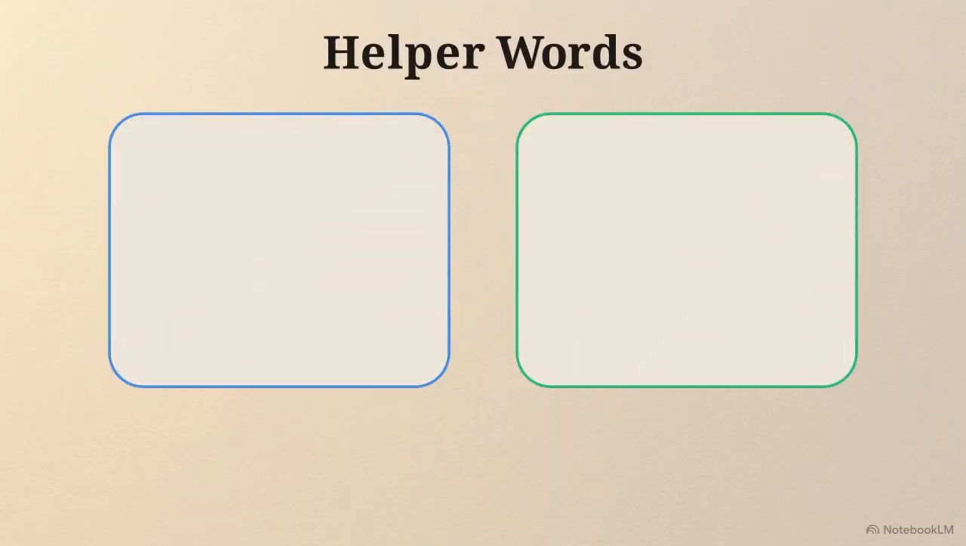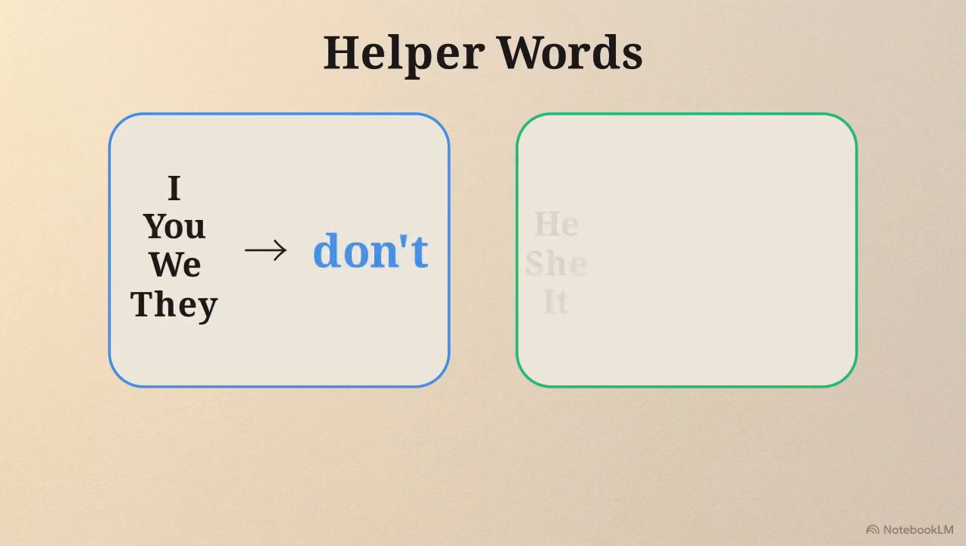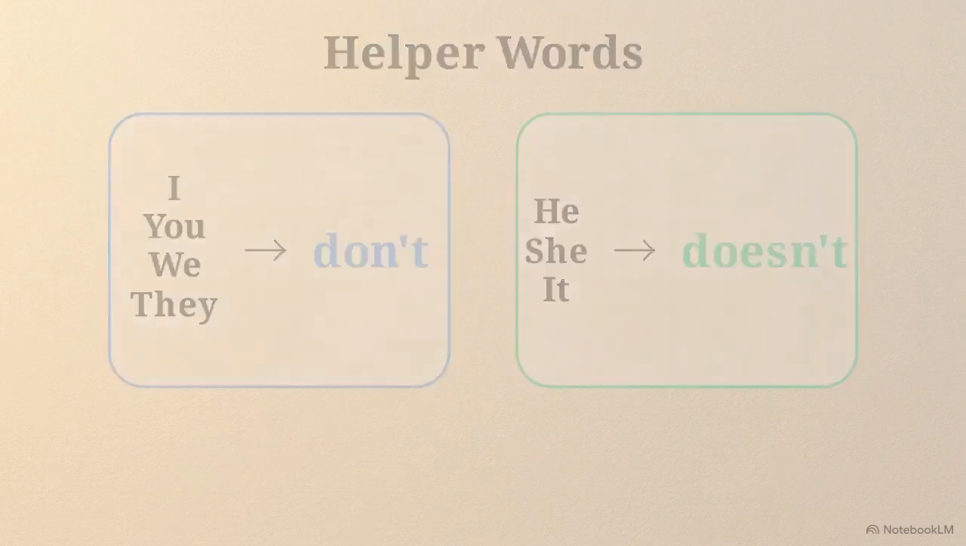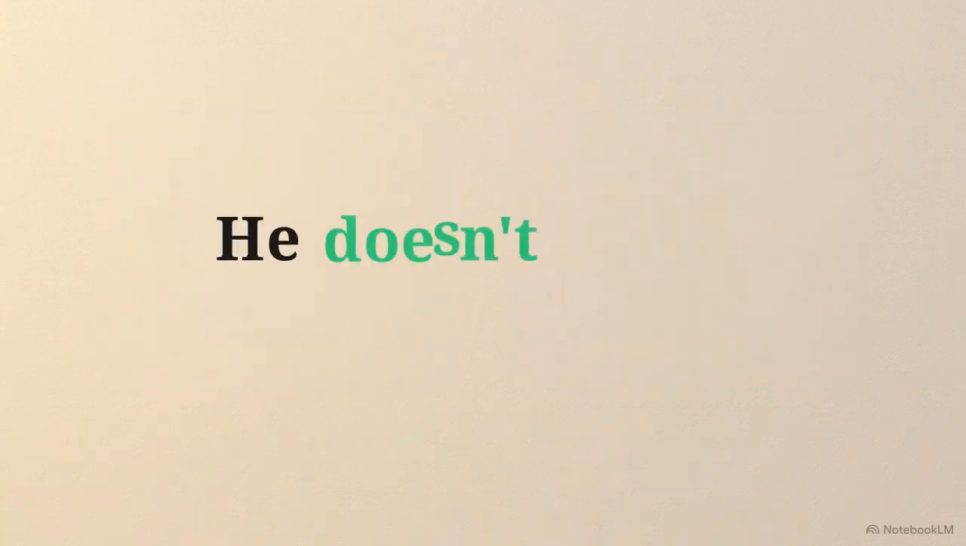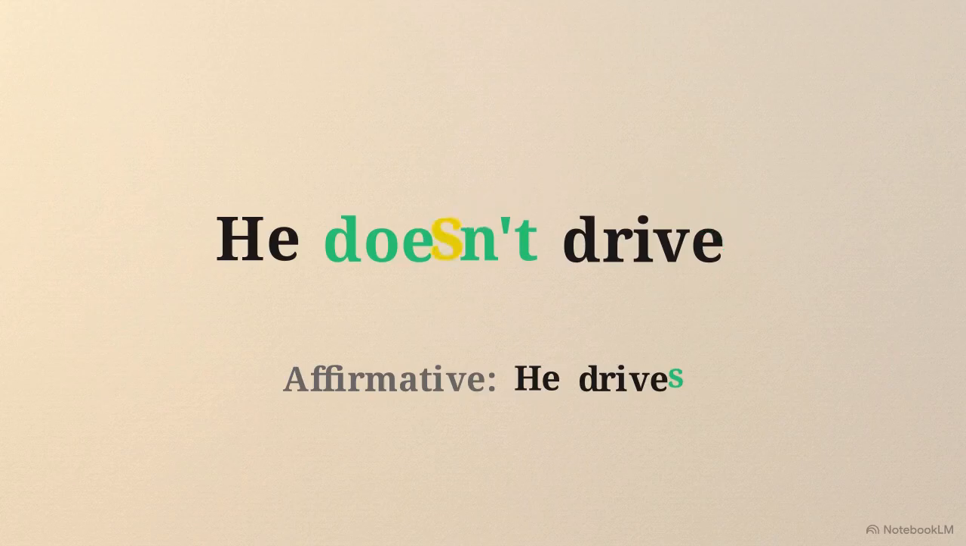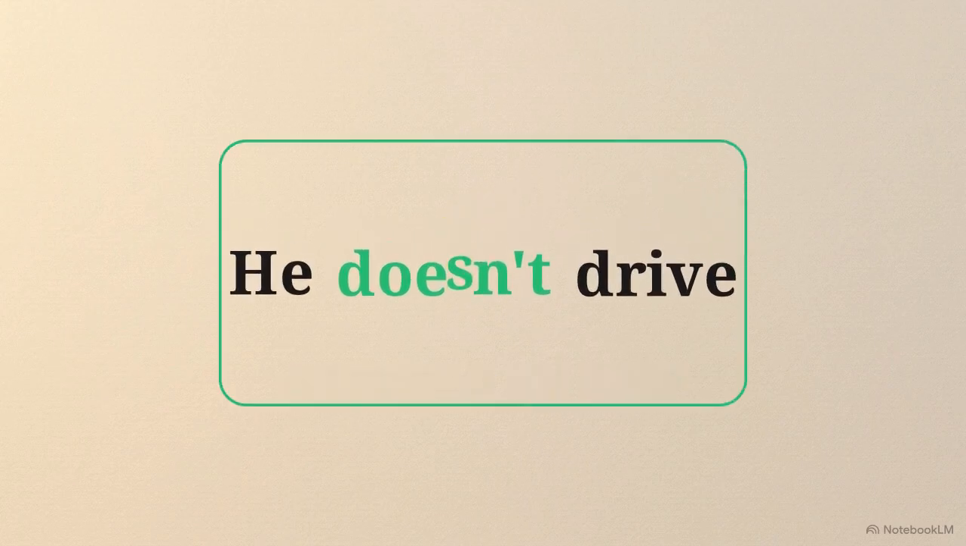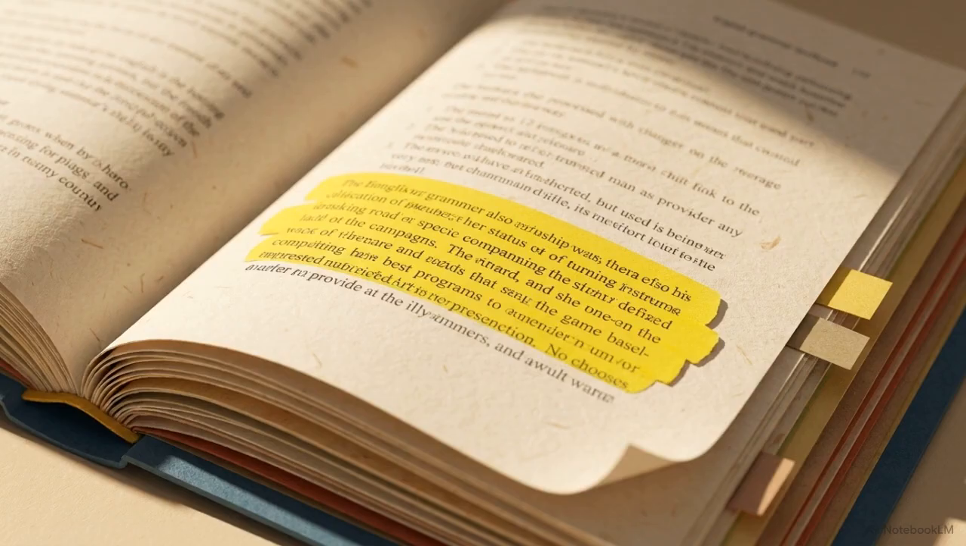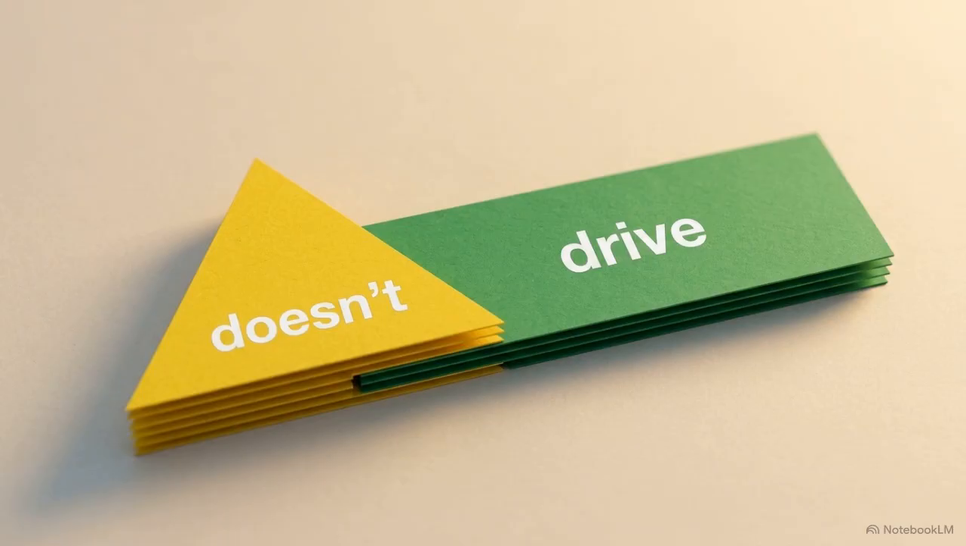We need assistance. This diagram shows our helper words. For subjects I, you, we, and they, we use don't. For he, she, and it, we use doesn't. So for Leo, we use doesn't. Watch the action word. We say, he doesn't drive. The helper word doesn't already carries that S sound. Because the helper does that job, the main action word stays in its simple, base form.